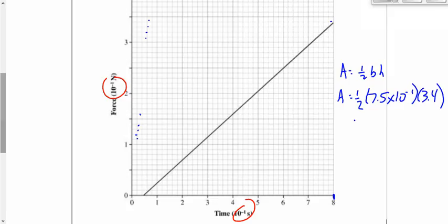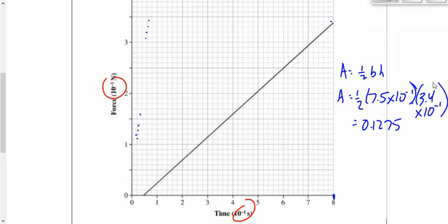Okay, so let's find this now. 1/2 of 7.5 times 10 to the minus 1 times 3.4. Just caught something because I had a red circle, right? What is it? Yeah, it's 3.4 times 10 to the minus 1. I would have missed that if I didn't have the red circle on the y-axis. And that's not just for dramatic effect. I would have seriously missed that if I didn't have that red circle there. So 0.5 times 0.75 times 0.34 gives me a value of 0.1275.